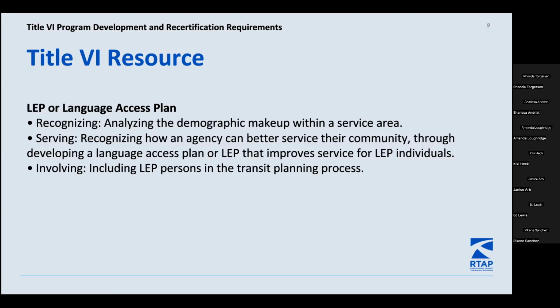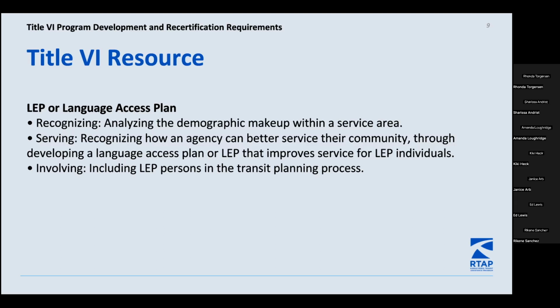Okay, so now I'm going to talk about the other plan that's included in the Title VI resource, and this is the LEP, which stands for Limited English Proficiency, or the Language Access Plan. So I'll use these interchangeably as well. I think most of the time the FTA refers to it as an LEP plan. But a language access plan is a guide for agencies on how they will engage limited English proficiency persons and what steps they are taking to make sure LEP persons are engaged in the planning process, but also that agencies recognize the importance of their services to LEP individuals and making sure that they have adequate access to those services.